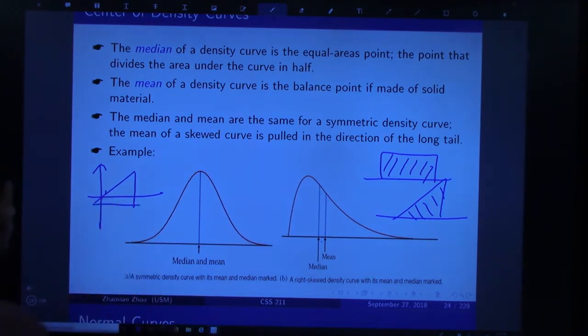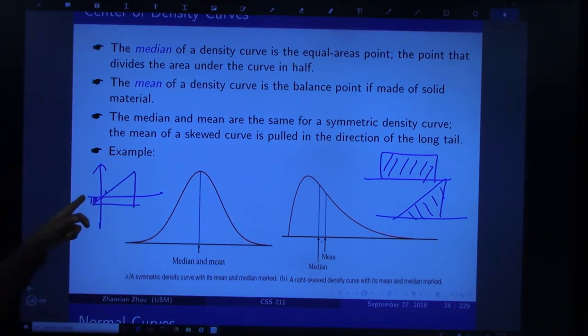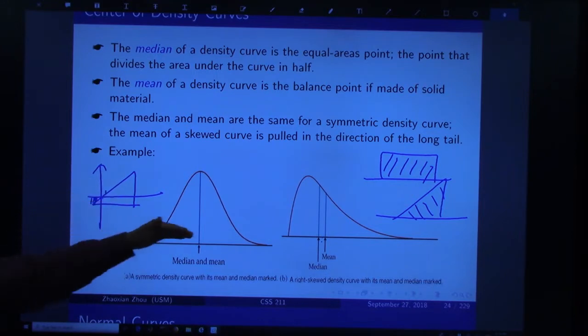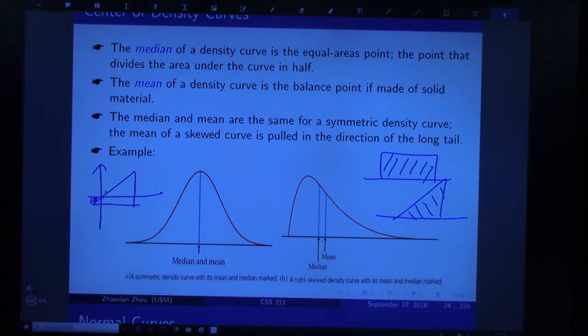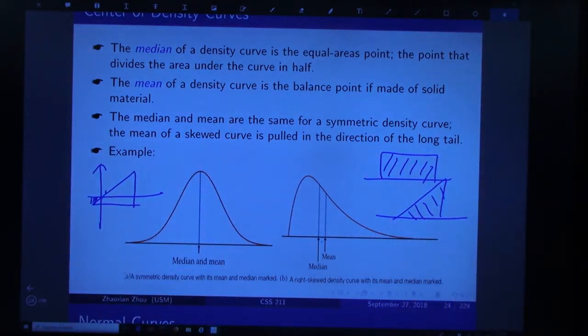We cannot have something like this. If it is like this, that means this area will be negative. So you can see some numbers from here to here, the proportion equals negative. This is not going to happen. So all the density curve must be above the horizontal axis, and the total area must be equal to 1.